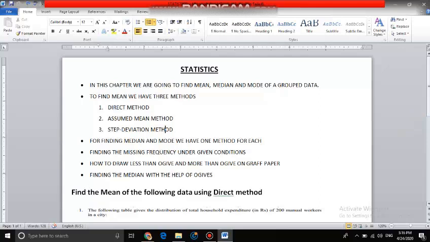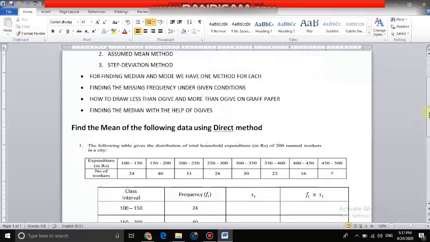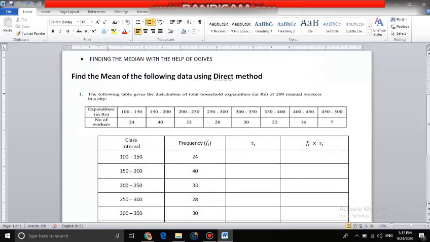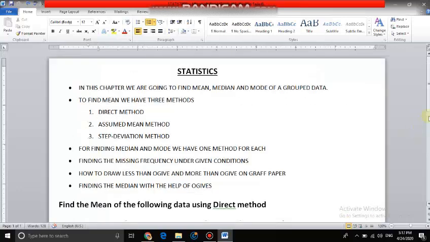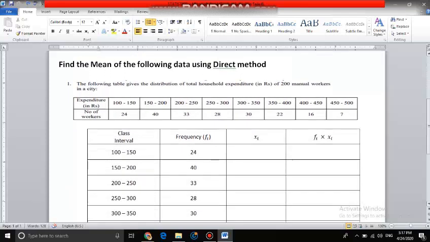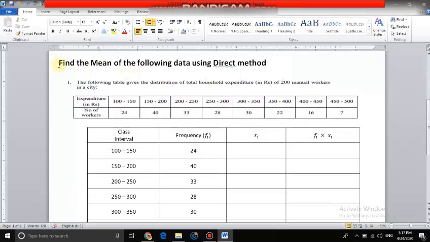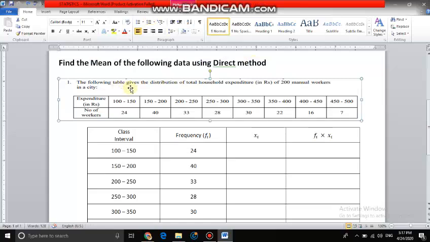As I said, we are going to find it only for grouped data. So this is an example of a grouped data question. The question is, find the mean of the following data using the direct method. The following table gives the distribution of total household expenditure in rupees of 200 manual workers in a city. That means in a particular city there are 200 manual workers, and we see how much they are spending at home for household expenditures.